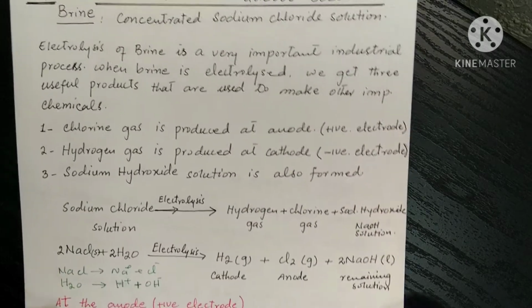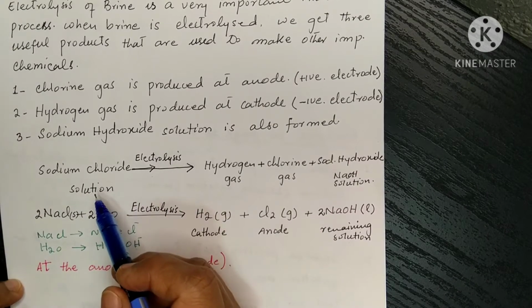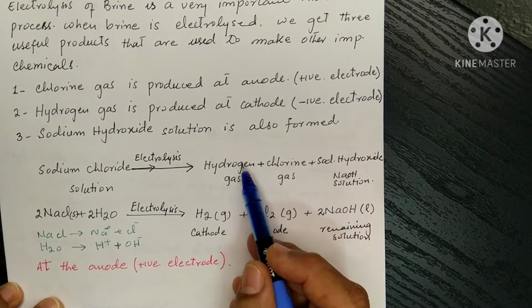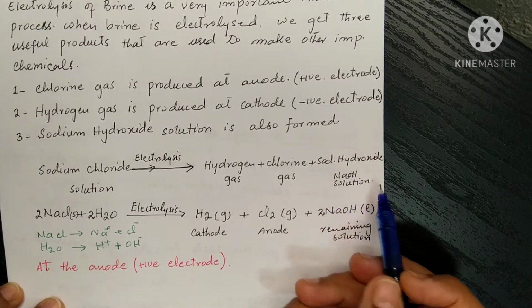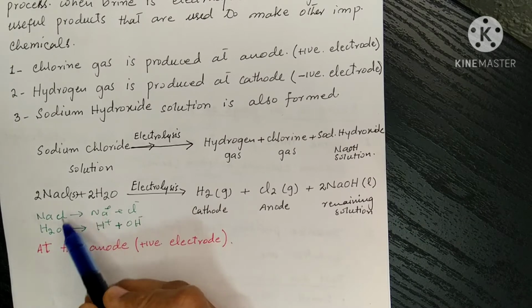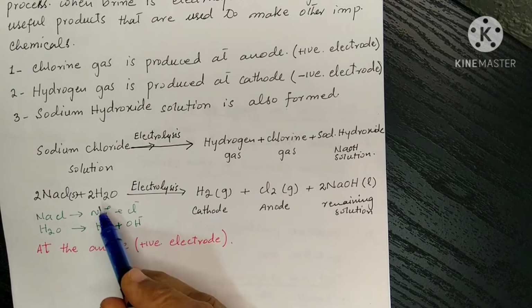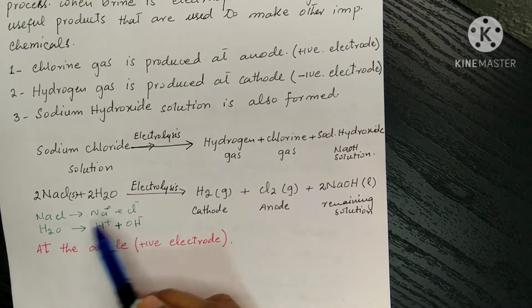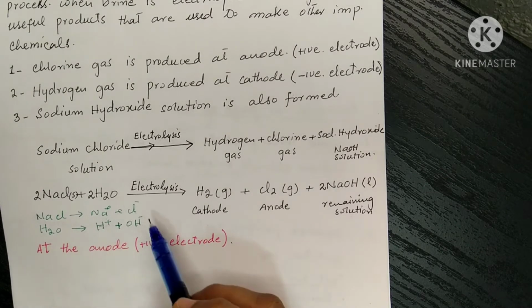And the whole process we can summarize like this. Sodium chloride, that is the aqueous solution, when it is electrolyzed, we get hydrogen gas, chlorine gas, and sodium hydroxide solution. When we have an aqueous solution of sodium chloride, we have four types of ions, two types of positive ions and two negative ions: sodium and chloride ions from sodium chloride, and hydrogen and hydroxide ions from water.